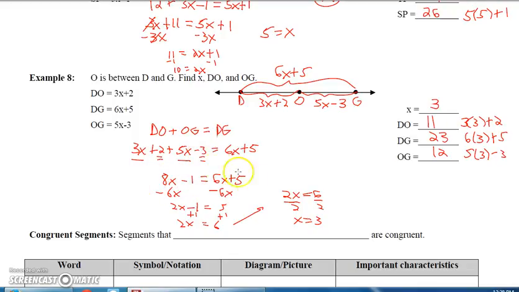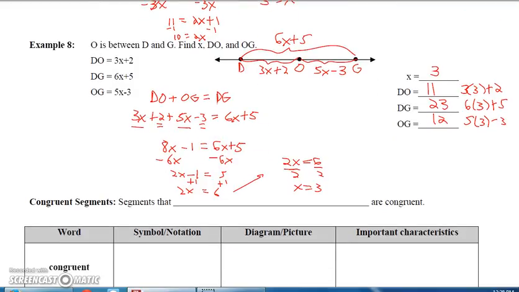So I have this equation: 8x minus 1 equals 6x plus 5. Now we run into another thing that gives people a little bit of problems, which is when you have an x term on both sides of the equation. I like to get rid of the smaller one, so I subtracted 6x from both sides. Remember, if this was a negative 6x here, I would have added 6x to both sides to get rid of it, right? Okay, so I have 2x minus 1 equals 5.